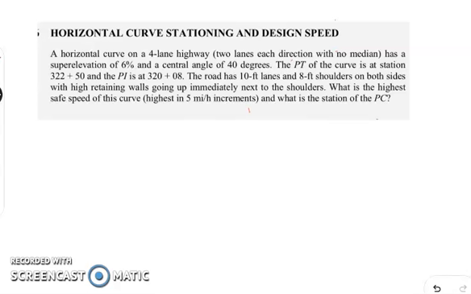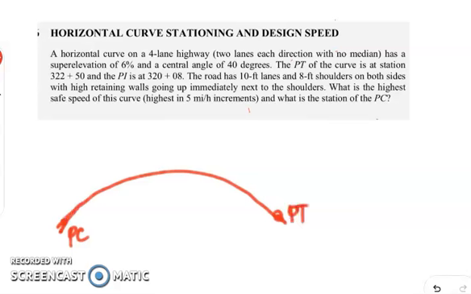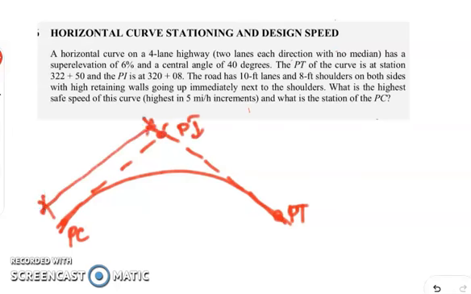So for this one, of course, if we're going to draw our curve, this will be our curve. Basically, this is our PC, and this will be approximately our PT. If we draw a tangent line, the intersection is our PI, and from PC towards PI, that is our tangent line. And this is our L, which runs from PC towards PT. Therefore, we are going to identify the value for our PC.